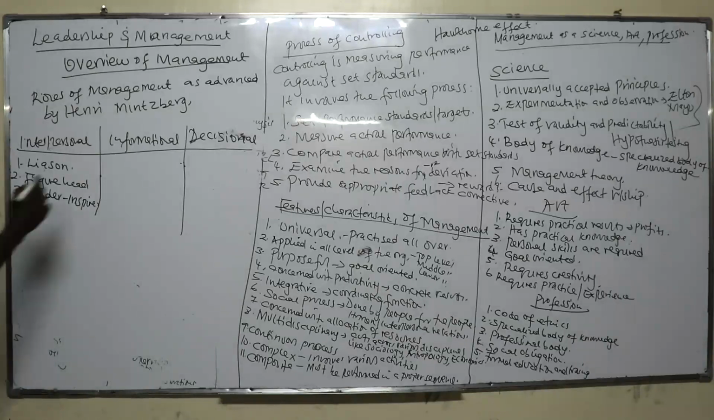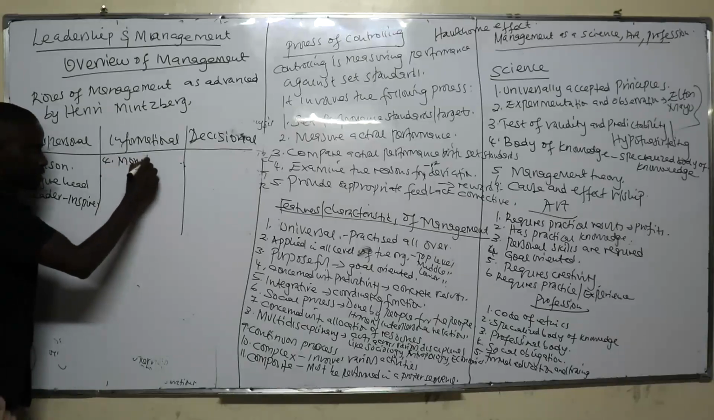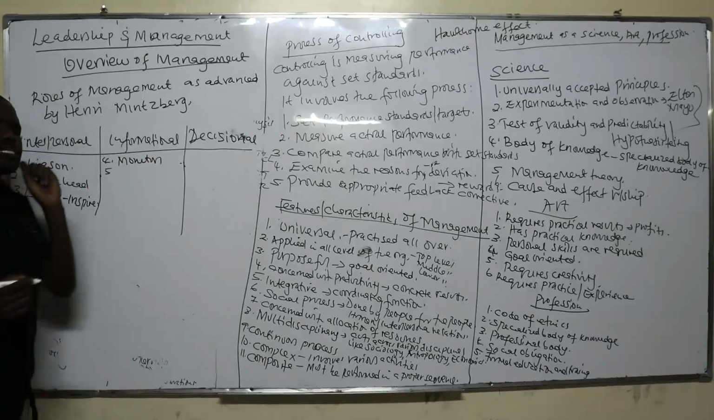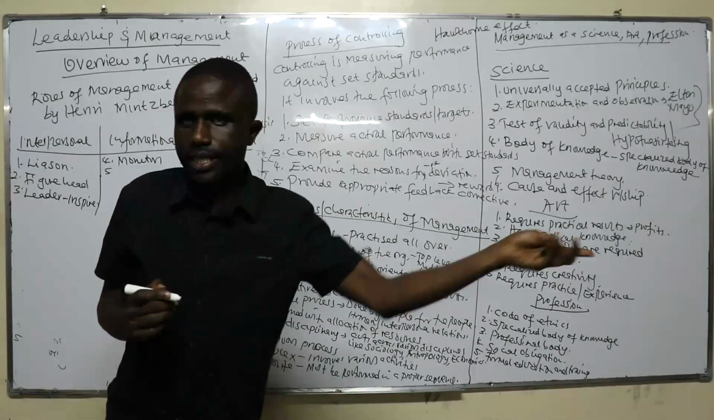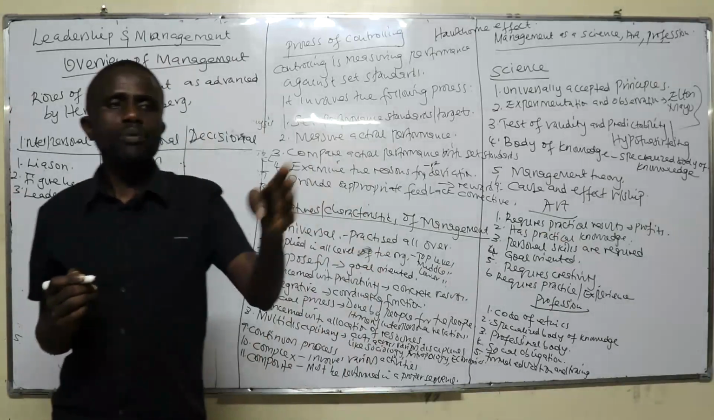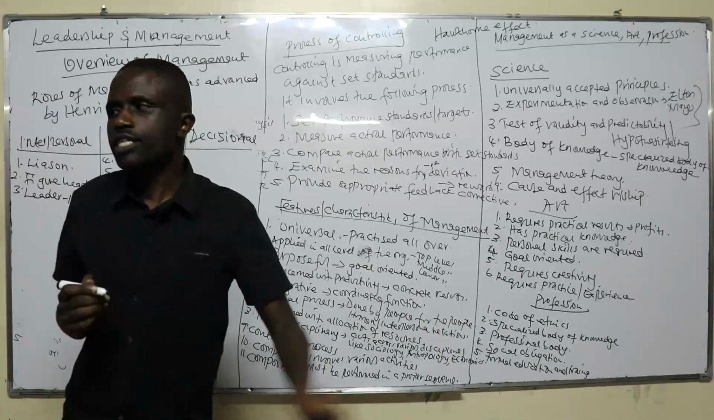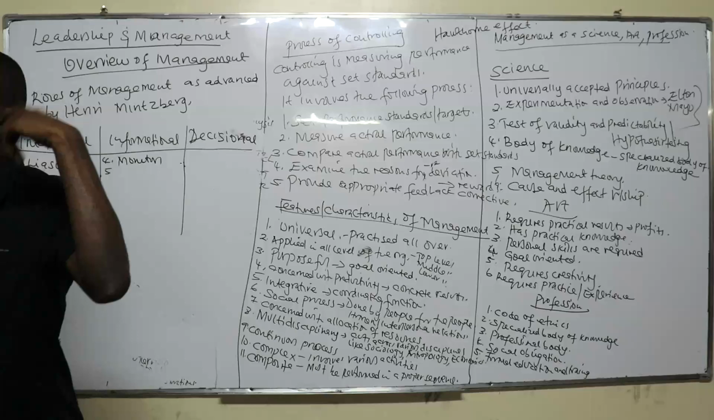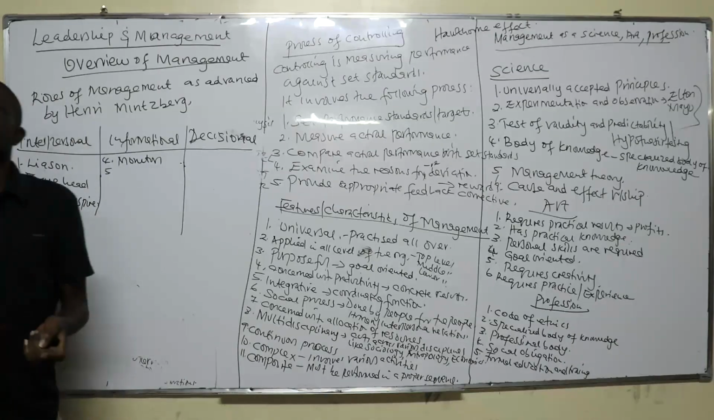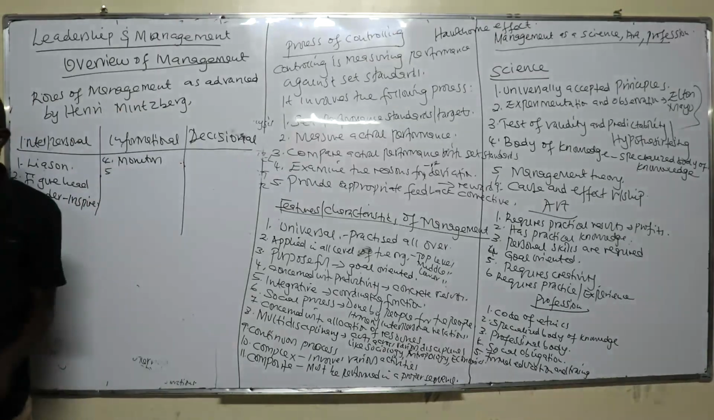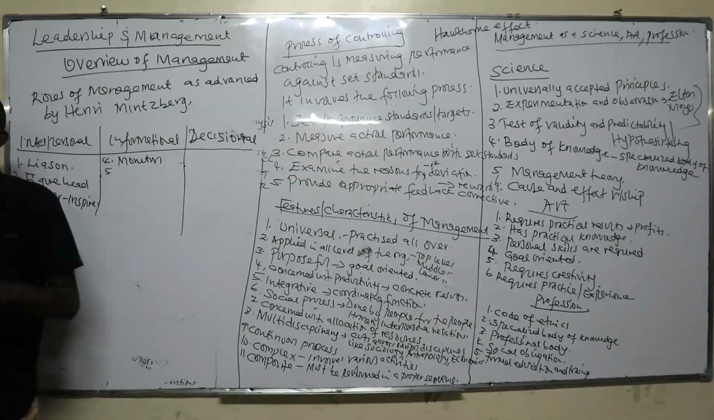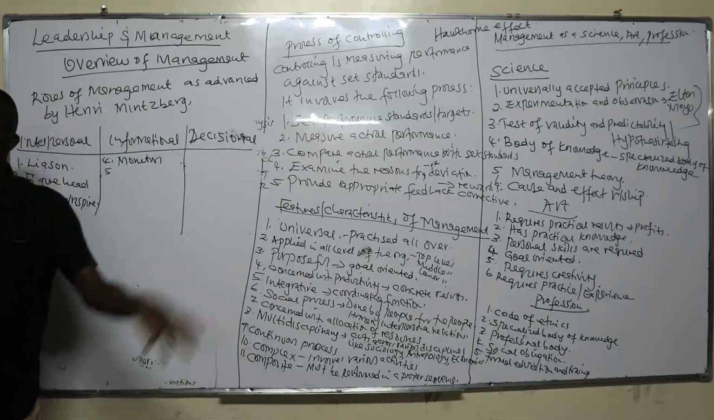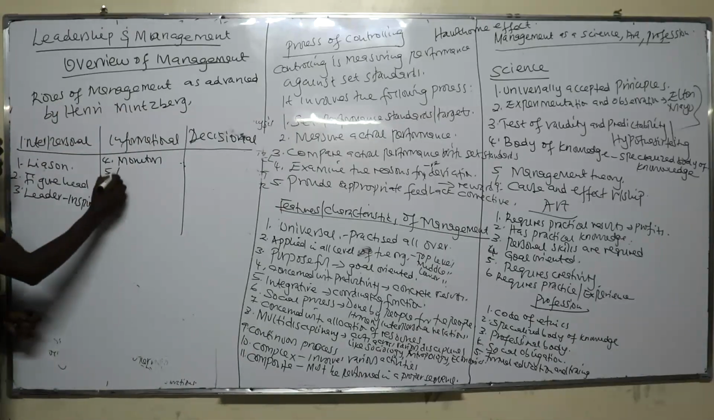Then under informational, the manager is a monitor. He keeps his ears out to get information. He looks for information outside so that he can be able to utilize that information. He wants to know what the competitor is doing. He wants to know what the government is saying. What is the new government talking about the industry they are operating in? What are the suppliers saying? He looks for information.